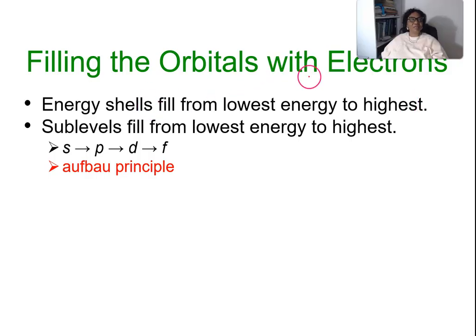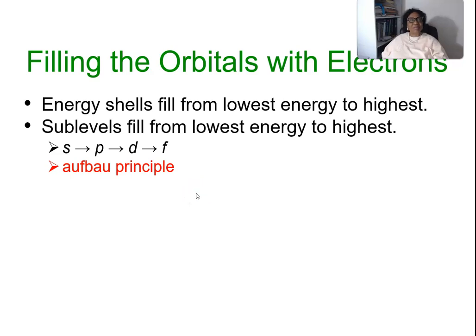Filling the orbitals with electrons. Energy shells fill from lowest energy to highest. Sublevels fill from lowest energy to highest: s, p, d, and f. We call this the Aufbau principle.